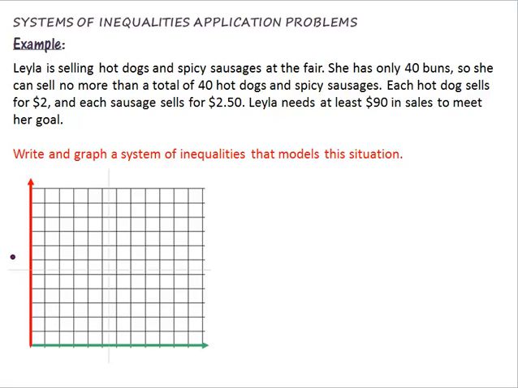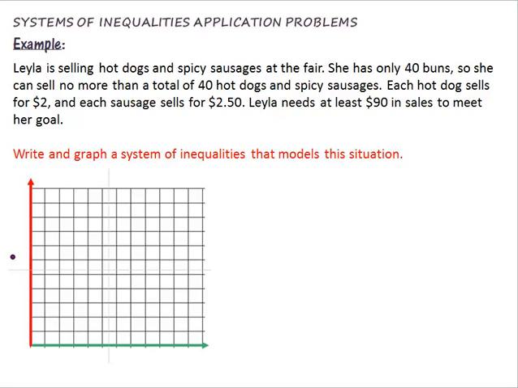We want to write a system of inequalities to model this situation, and then we want to graph the solution set so we can see where those solutions would be, since there's going to be a bunch of them. Now if you'll notice the graph, I've only included the first quadrant because you can only sell a positive number of hot dogs and a positive number of spicy sausages. Okay, so let's go ahead and get started.